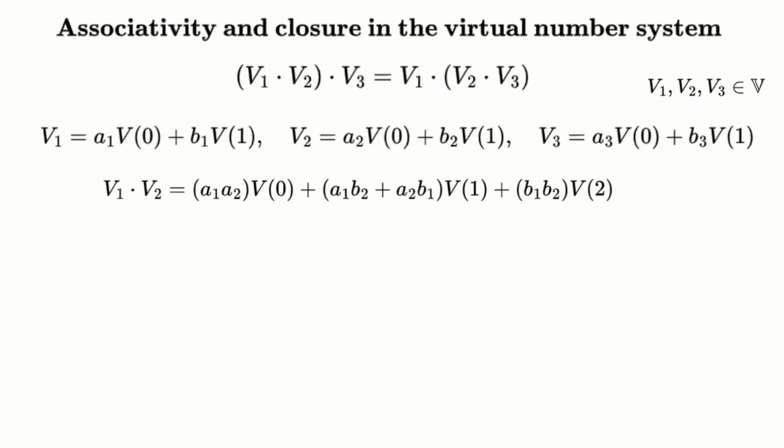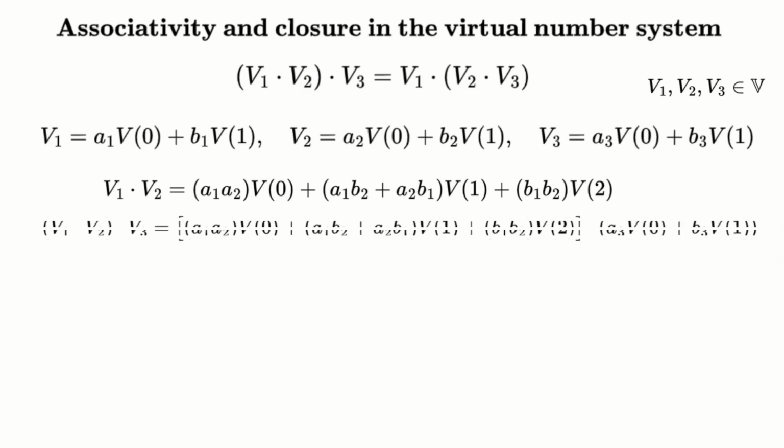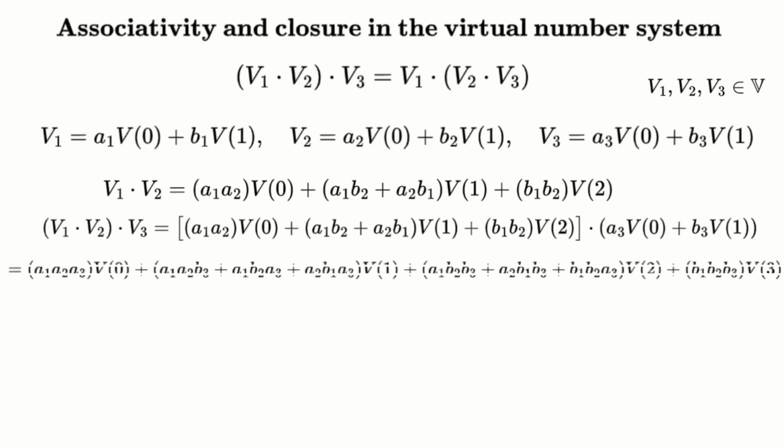Okay, so now we're computing the product of v1 and v2, then multiplying that by v3. Let's expand this step by step. When we multiply everything out, we get a1 times a2 times a3 times v of 0, plus (a1 times a2 times b3, plus a1 times b2 times a3, plus a2 times b1 times a3) times v of 1, plus (a1 times b2 times b3, plus a2 times b1 times b3, plus b1 times b2 times a3) times v of 2, plus b1 times b2 times b3 times v of 3. That's quite a mouthful, but don't worry, we'll compare this with the other grouping soon.